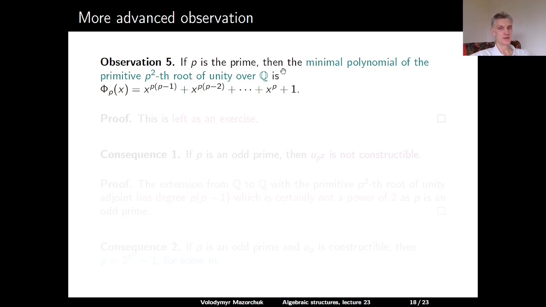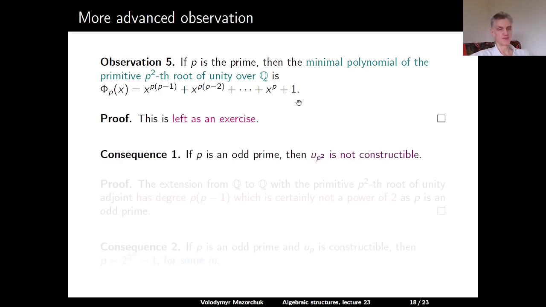If p is a prime, then the minimal polynomial of the primitive p squared roots of unity over the rational numbers is Φ_{p²}(x), which is equal to x to the power p(p−1) plus x to the power p(p−2) plus, and so on, all the way down to 1. This is left as an exercise, and it is a non-trivial exercise.